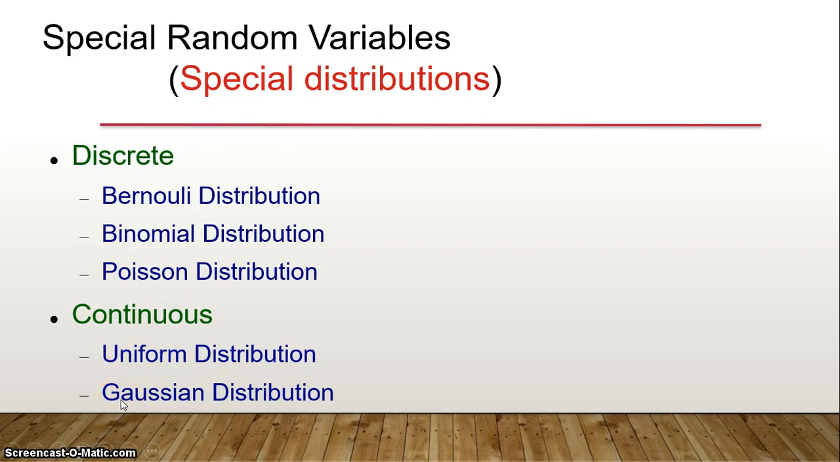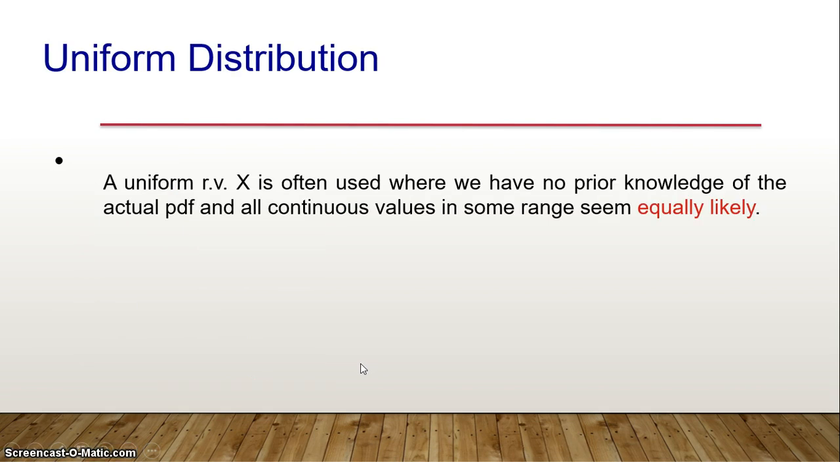There are other distributions like gamma distribution and Rayleigh distribution. There are many such things, but we are seeing the most important continuous distributions here. Let us start with uniform distribution.